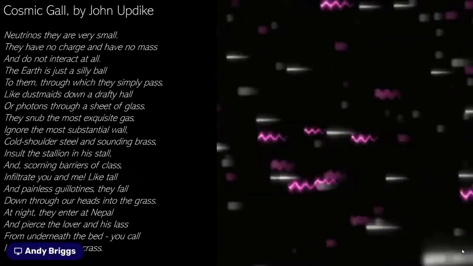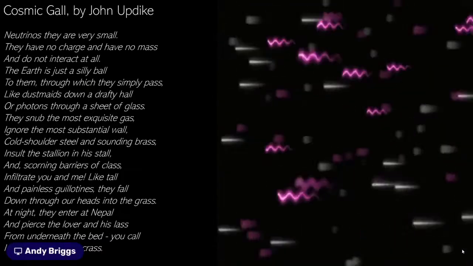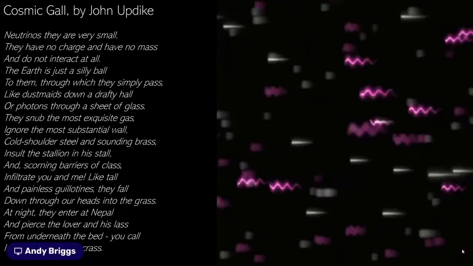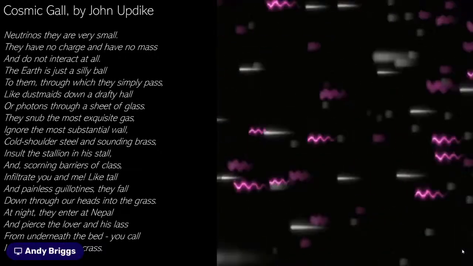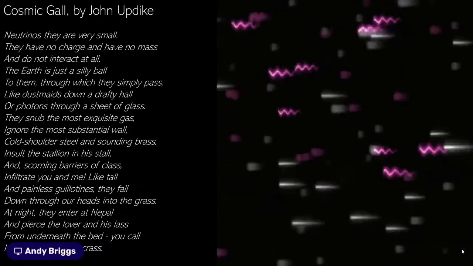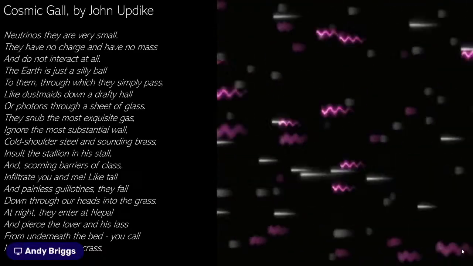And just to finish, I'd like to read this. It's a poem by, of all people, John Updike, who chose to write about neutrinos, and it's called Cosmic Gall. Neutrinos, they are very small. They have no charge and have no mass and do not interact at all. The Earth is just a silly ball to them, through which they simply pass like dustmaids down a draughty hall or photons through a sheet of glass.